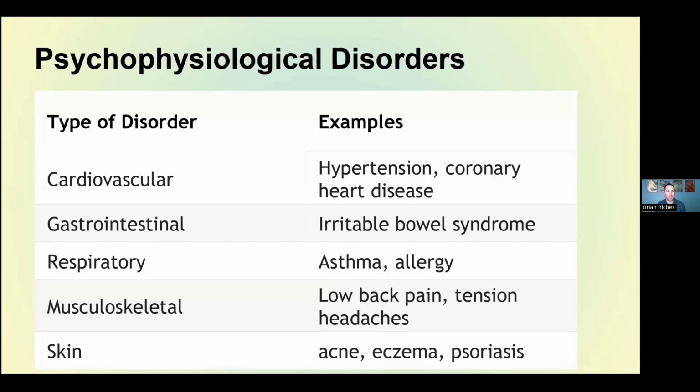A couple of other psychophysiological disorders that are relevant to stress are cardiovascular disorders like hypertension and heart disease, also irritable bowel syndrome, asthma, allergies, lower back pain, headaches, acne, eczema, and psoriasis. All of these can be made worse with stress, and stress can trigger them. Stress does a lot of things all throughout our body, because remember, hormones are communicating with many, many systems. And when those hormone levels are different, that communication is a little different.